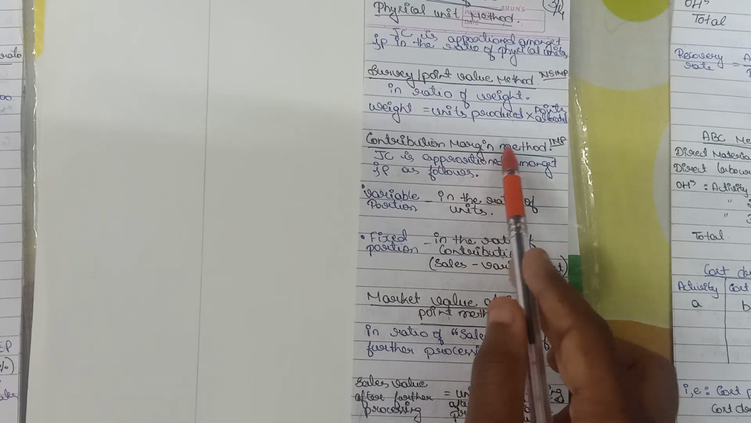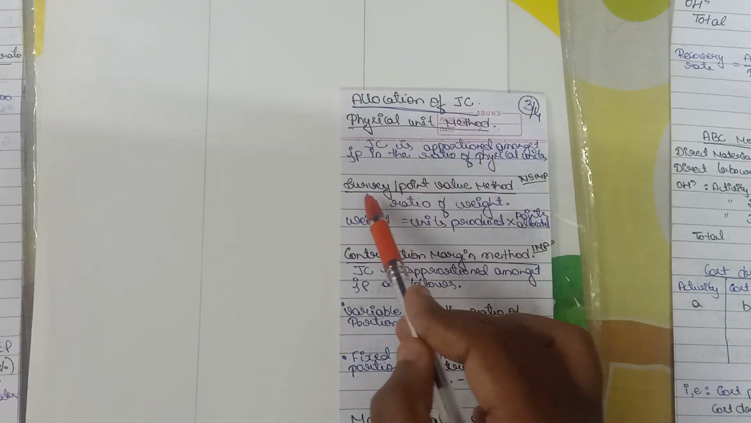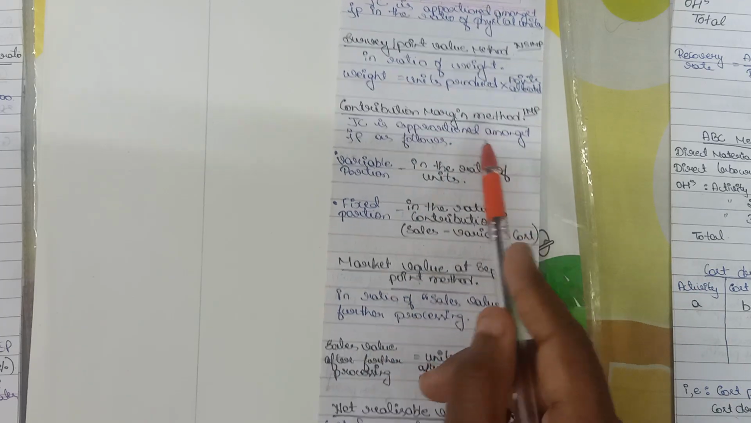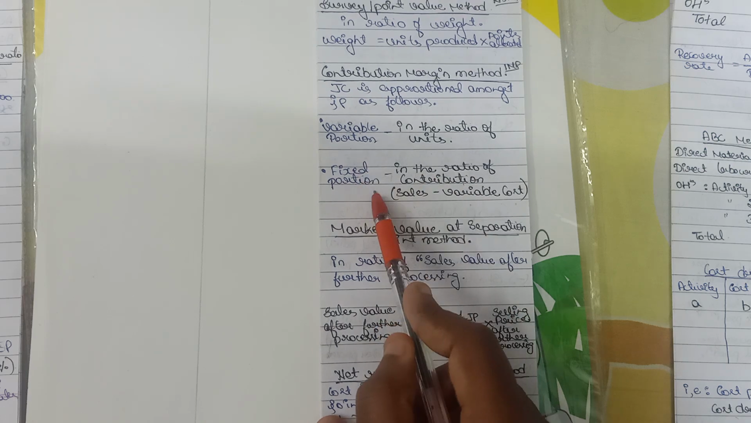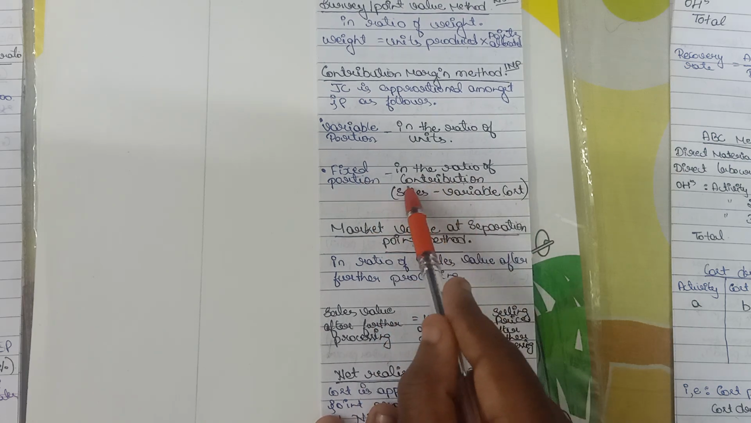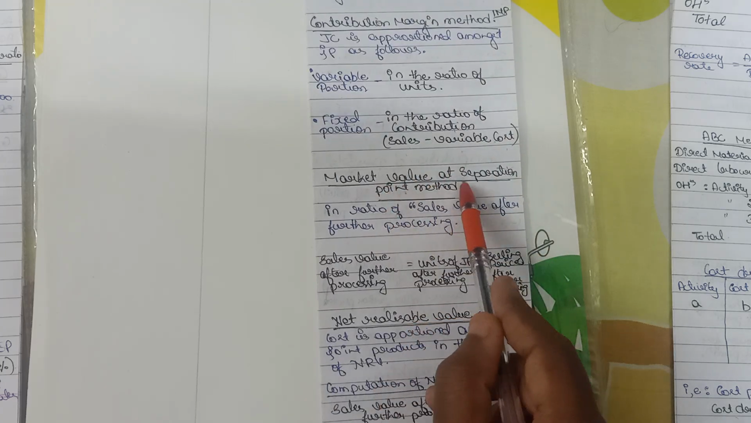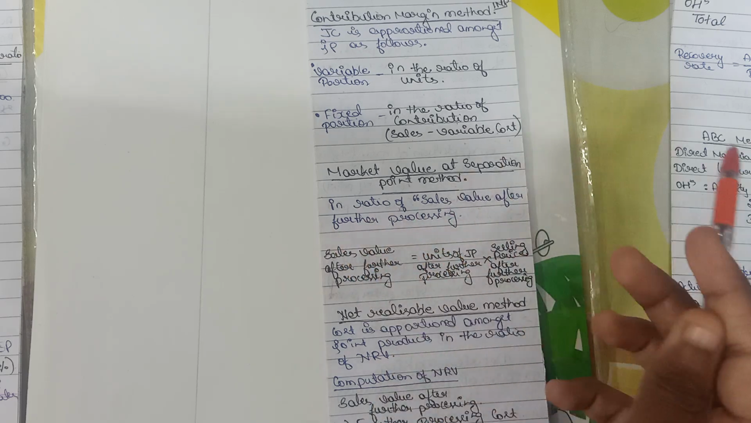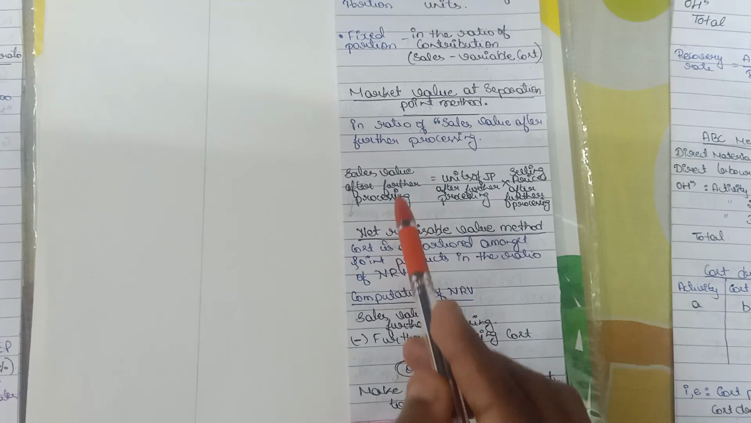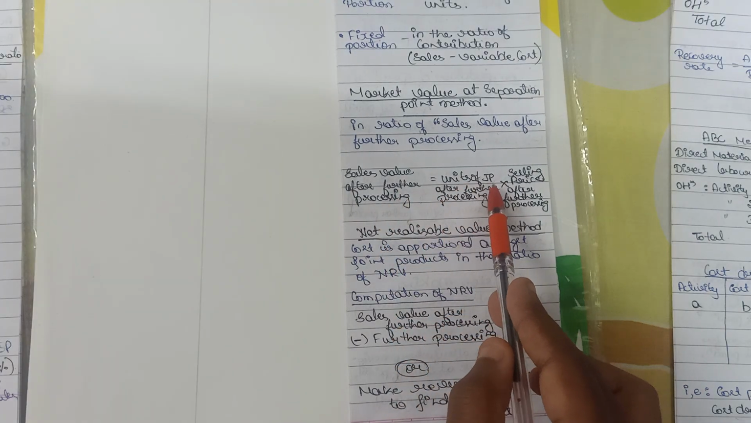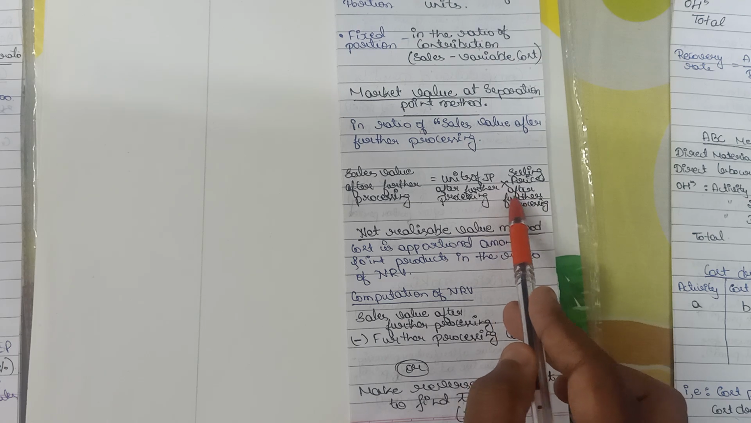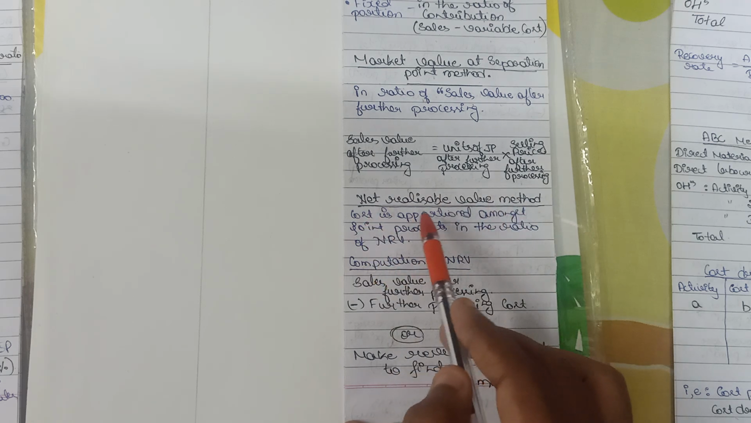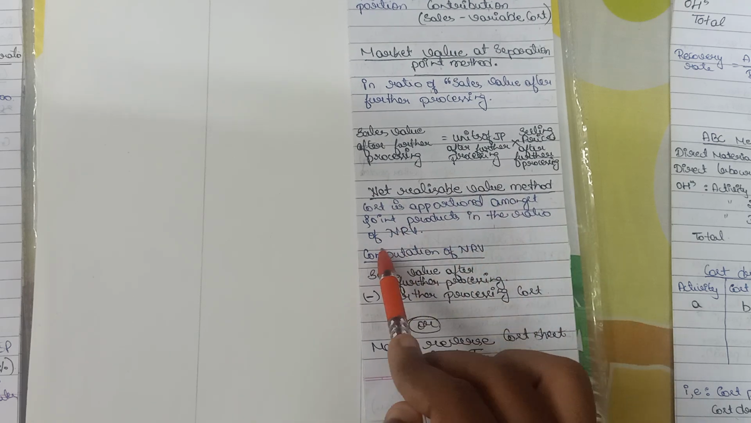If it is contribution margin method, this point is not so important, survey or point value method, but mostly the contribution margin method is asked, whereas we have to remember this point mainly, that is fixed proportion, sales minus variable cost, that is contribution, in the ratio of contribution. Market value at separation point method: in the ratio of sales value after further processing. Sales value after further processing is equal to units of joint product after further processing into selling price after further processing. Net realizable value method says cost is apportioned amongst joint products in the ratio of NRV.